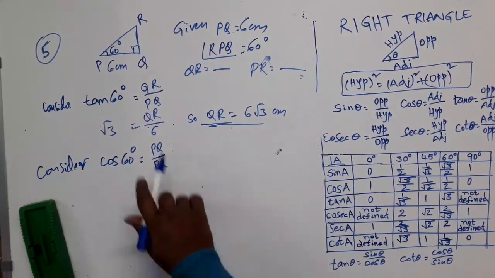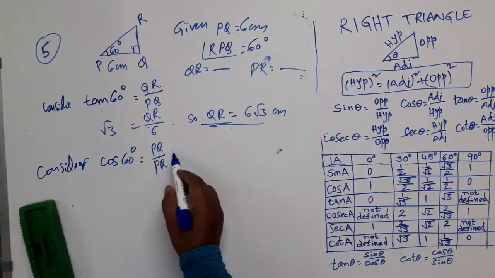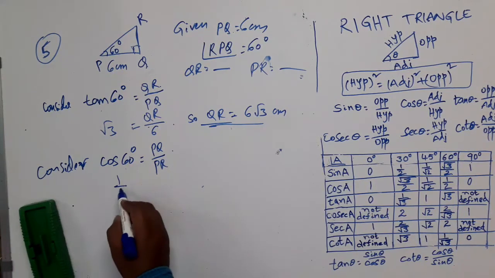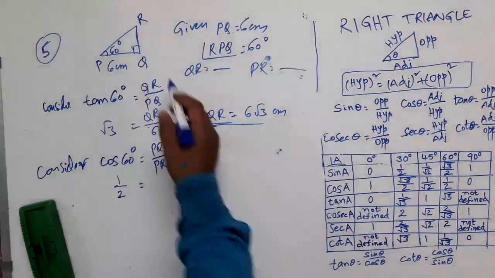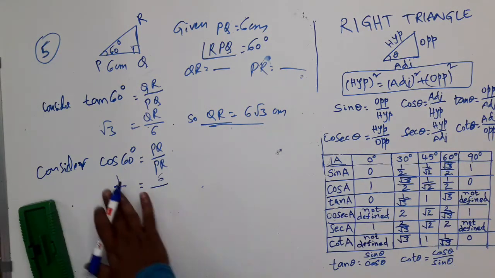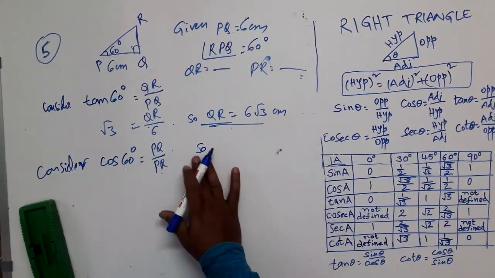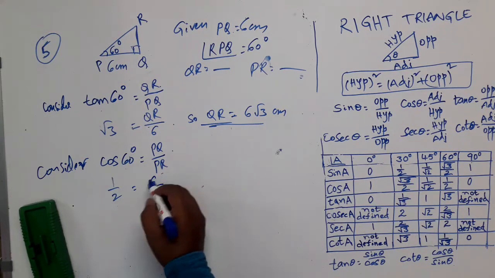So cos 60 degrees is adjacent side over hypotenuse, that is PQ by PR. Let us simplify further. Cos 60 degrees from the table is of course sin 30 degrees, that is 1 by 2, that is PQ, that is 6 divided by PR. So 1 by 2 is 6 by PR, right?